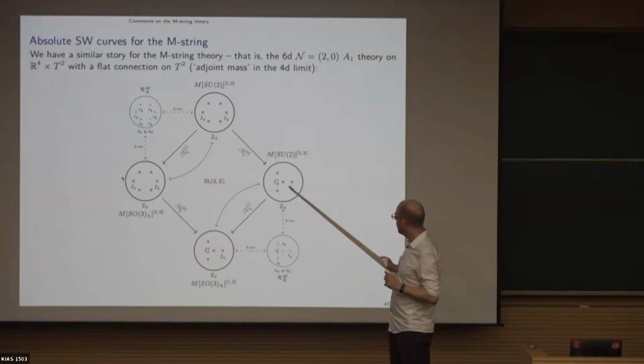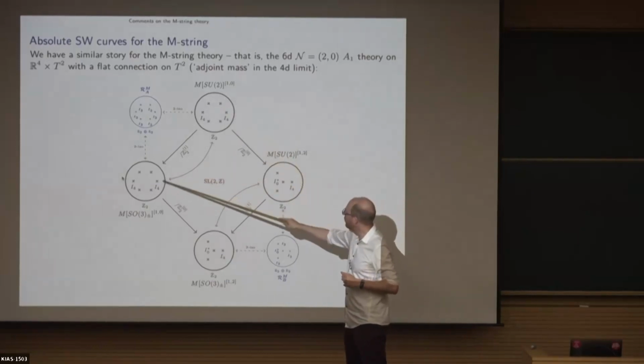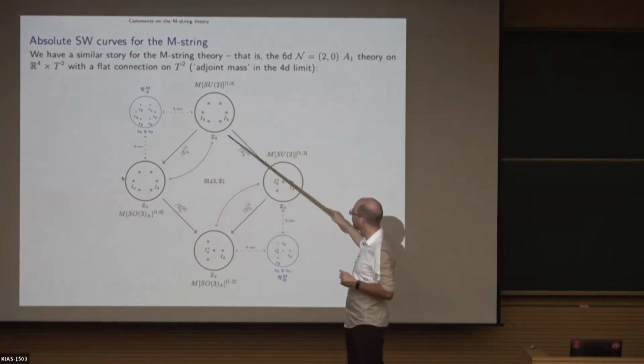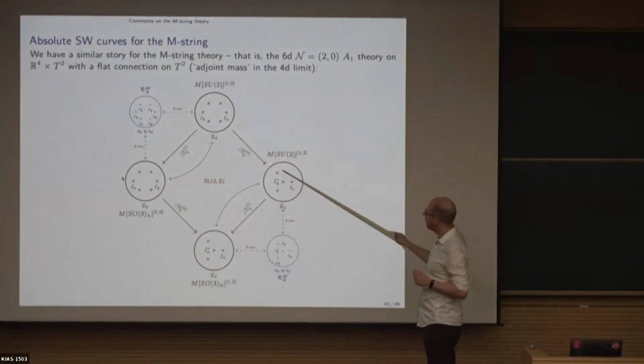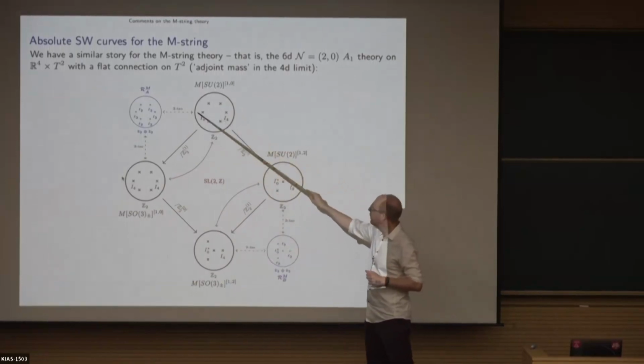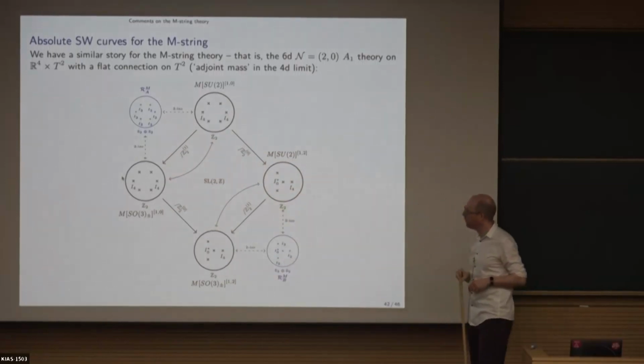In that case, there are two absolute curves. Those are the same because they're all related by S-duality, like for N=2*. But there is also the one when you gauge the zero-form symmetry. So this one is distinct. And those are the intermediate relative theories in blue.